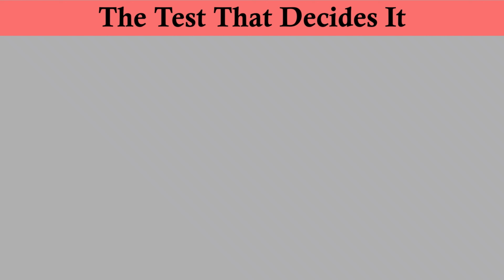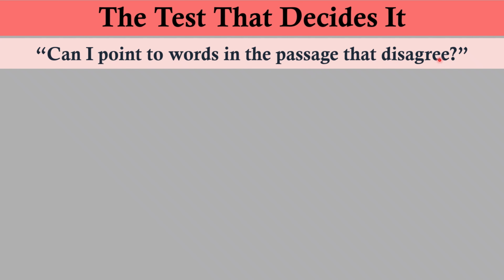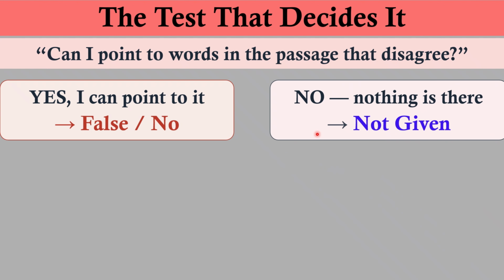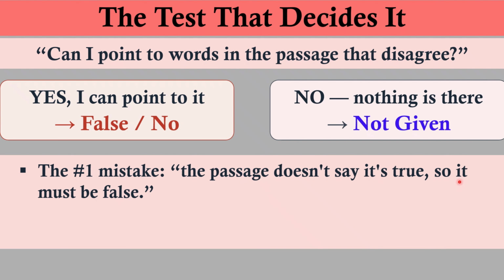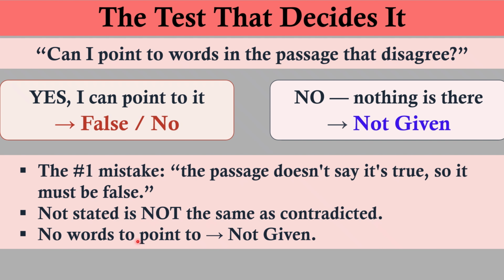So, here is the golden test to use every single time. Ask yourself, can I point to words in the passage that explicitly disagree with this statement? If the answer is yes, it's false or no. If you look for a contradiction and can't find one, the answer is not given. And this clears up one of the most common IELTS reading misconceptions. If the passage doesn't say it is true, the answer must be false. Remember that not stated is not the same as contradicted. If you cannot find the disagreement, the answer is always not given.